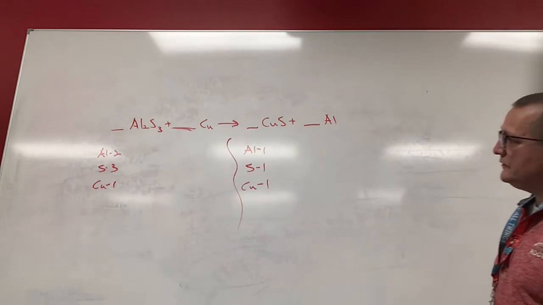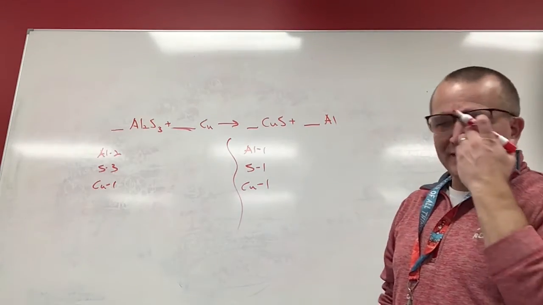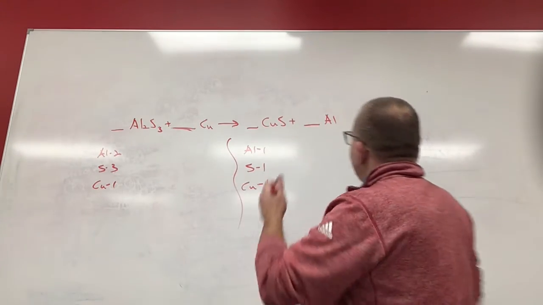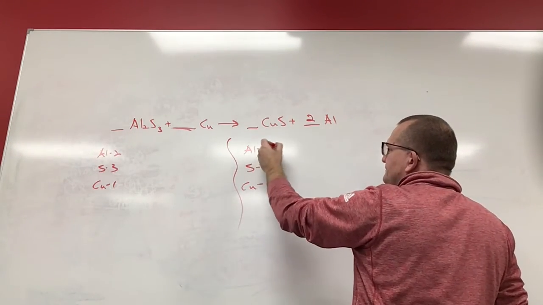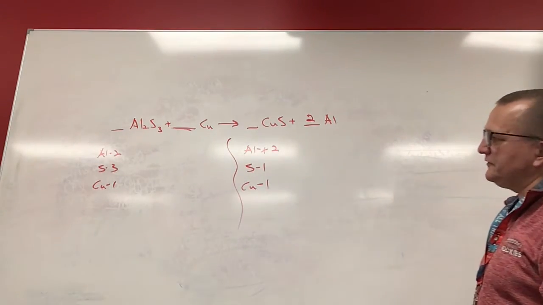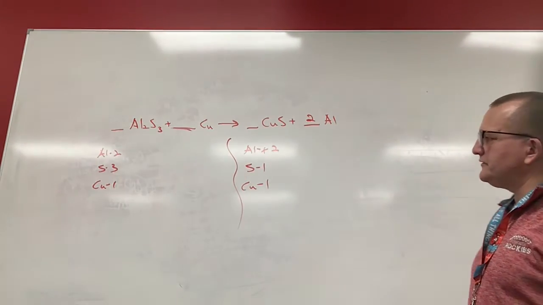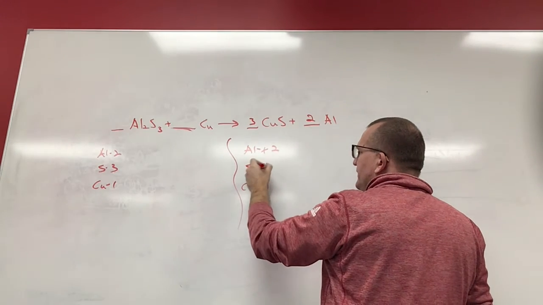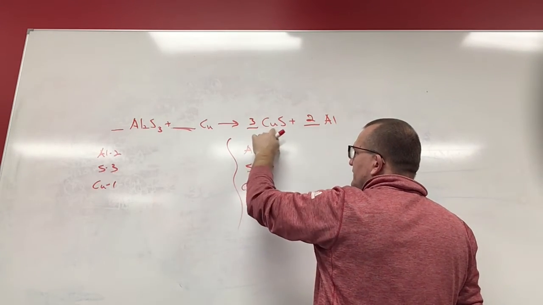All right, so I can pick whatever I want to start with to balance. I'll balance the Als first. 2 here, 1 here, so I'll put a 2 right here. They're balanced. My S's, 3 on this side, 1 on this side. So to balance my S's, I put a 3 here. Now when I do that, I do get 3 S's, but I also get 3 Cus.